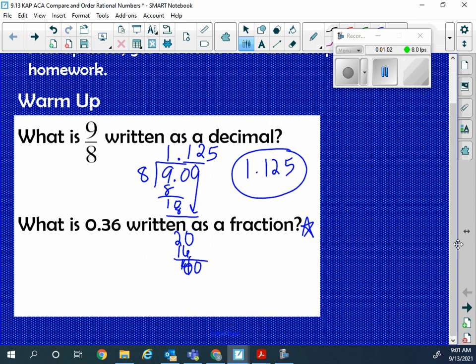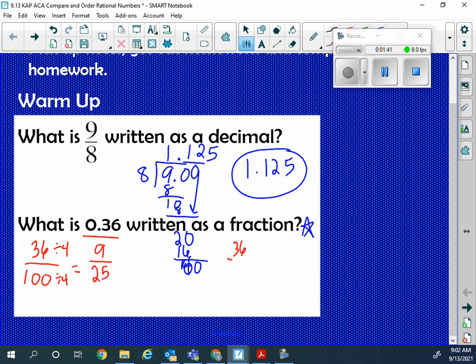Okay. Now the next one. This is where we say it, write it, simplify it. So let's say it. 36 hundredths. Okay. And then what can I divide both of those by? 2. What else? 4. I could do 4, right? Because 36 divided by 4 is what? 9. Thank you. 100 divided by 4 is 25. Can I go any further?